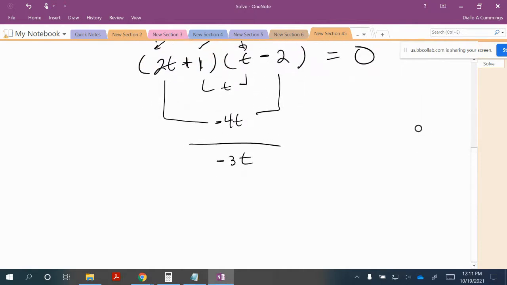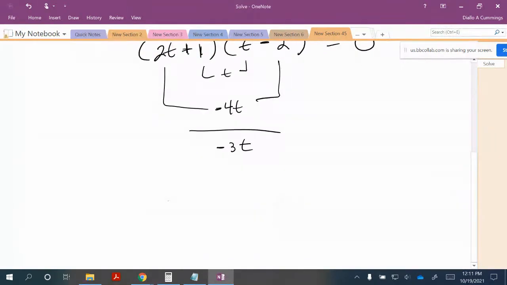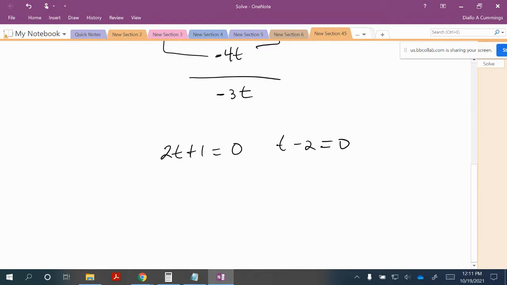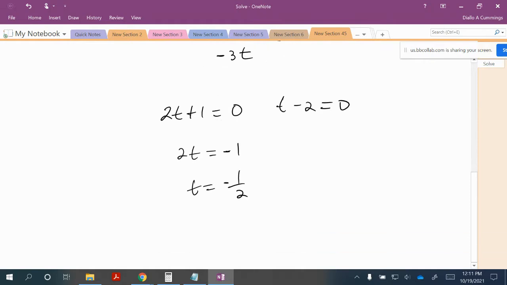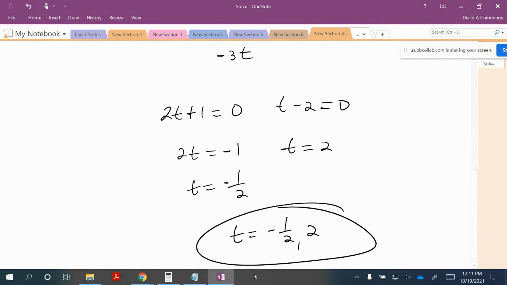So now I'm going to use the zero factor property. So I'm going to take each factor, set it equal to 0, and solve. So in order to solve 2t plus 1 equal to 0, first I'm going to subtract 1 from both sides. And then I'm going to divide by 2. So I get -1/2 as a solution. Next, I'm going to solve t minus 2 equals 0 for t. So I'm going to add 2 to both sides. And I have my 2 solutions, -1/2 and +2.